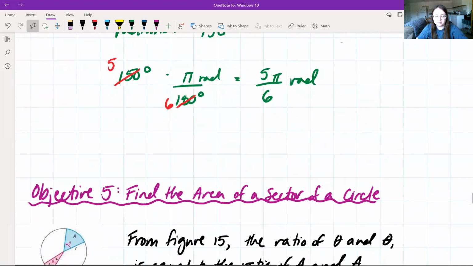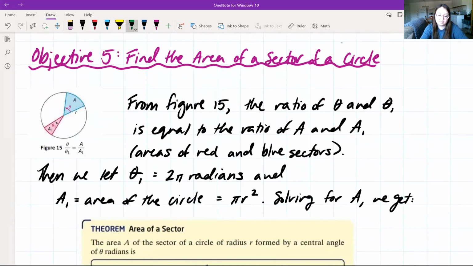So all right. Moving on to objective 5, we want to find the area of a sector of a circle. So now we're finding the area of a chunk out of our circle.